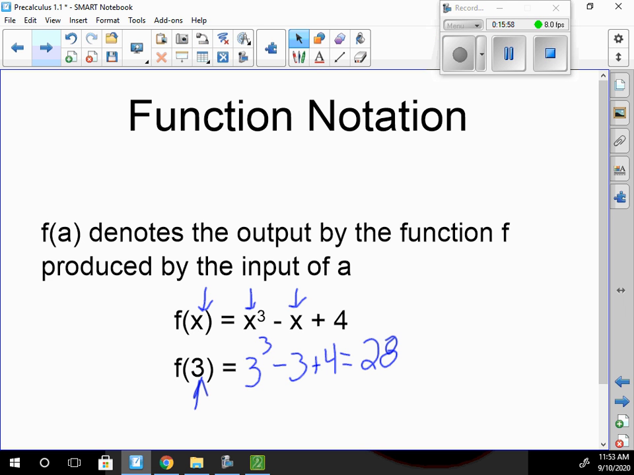That's all there is to function notation. Don't make it harder than it is. It's a function of x or a function of whatever number we need to plug in for x. That's within our domain. Give you a chance to practice some of this in your homework tonight.